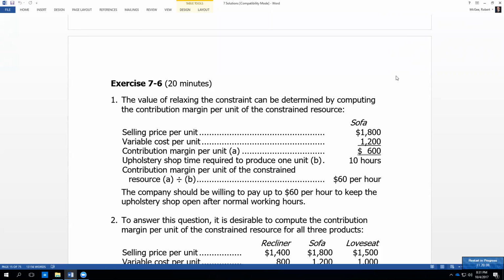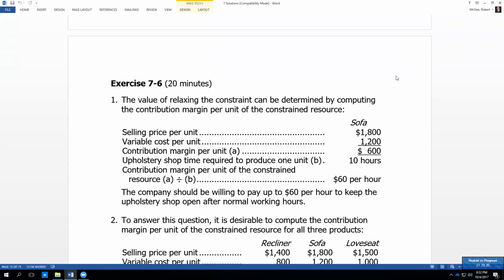The selling price, again, for the sofas, we sell them for $1,800. The variable cost is $1,200, so the contribution margin per unit is $600. If it takes 10 hours to produce 1 unit, that's $60 per hour. So if we pay them anything less than $60, we'll increase the bottom line. It's nice when you only have a few numbers to work with and when you use them all, instead of trying to figure out which numbers you can omit. We can do this with all 3 products, but I don't think there's any need to. Any questions about part 1?